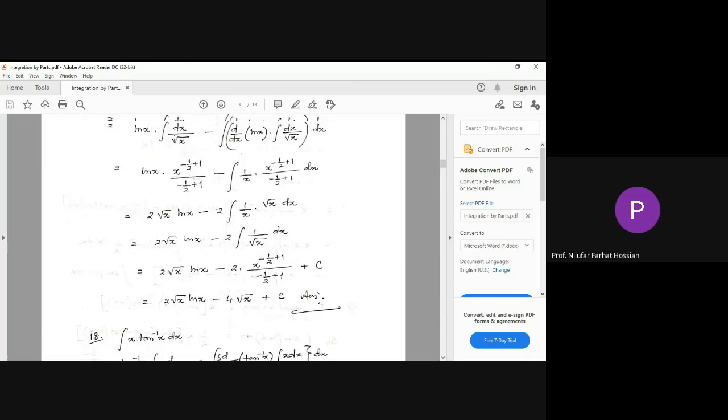Look into this. x into tan inverse x. Please tell me which one should be taken as the first function?